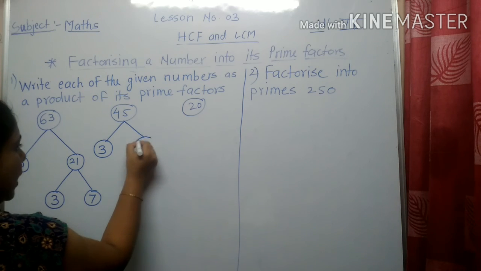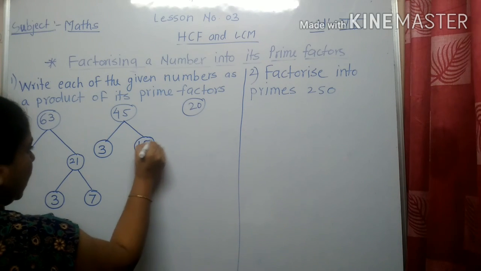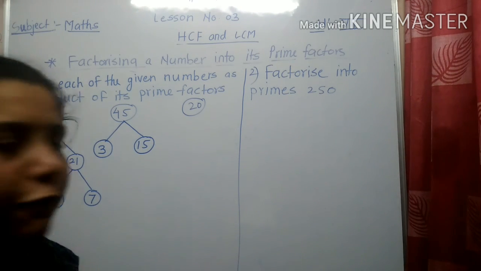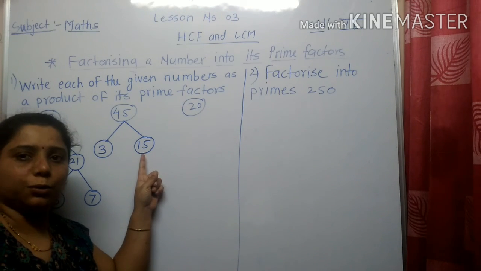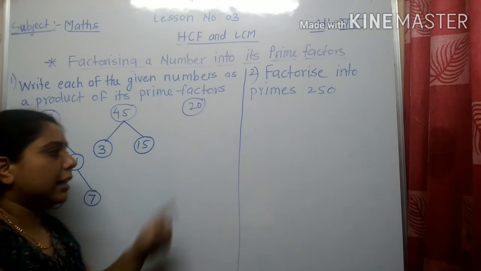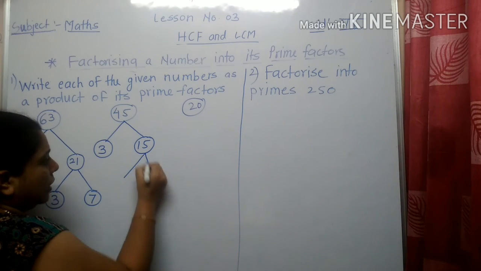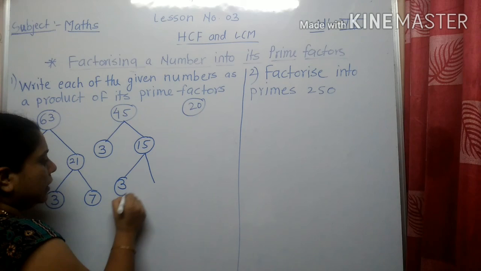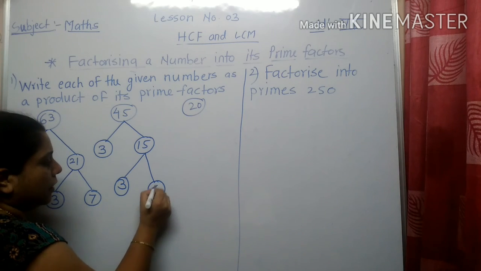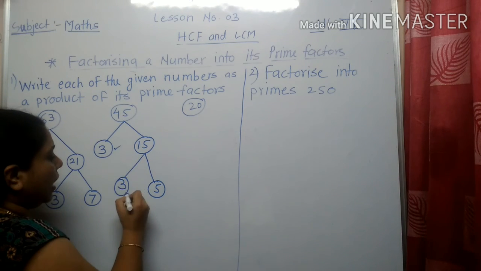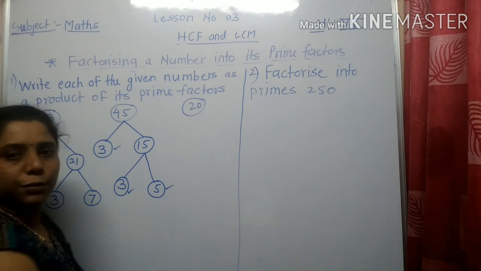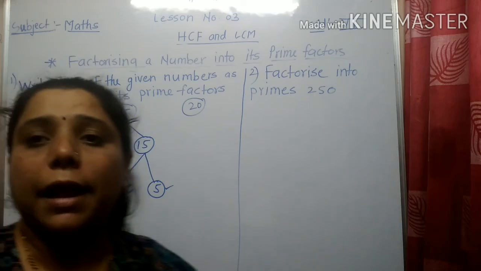So what will be left over? 15. 15 3s are 45. Then we will factorize this 15 again. 15 is not divisible by 2, so it will be divisible by 3. So the factors of 15 are 3 5s. Understood? Now you are observing here the 3, this 3 and this 5. All three are prime numbers.